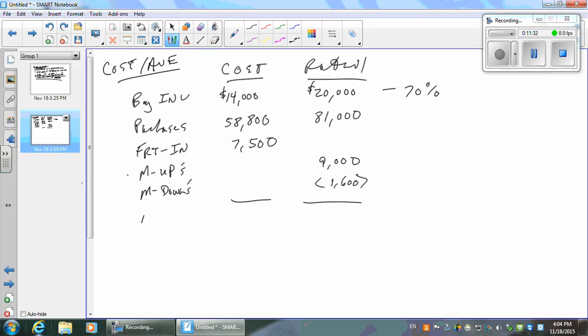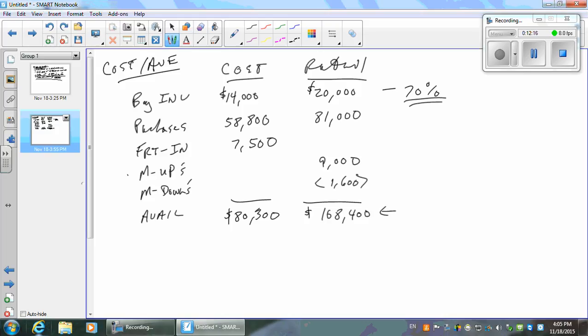Okay, so what do we have available here, everybody? Add them up for me. 14 plus 58.8 plus 7,500. Good. And what's 20 plus 81 plus 9 less 1,600? 108,400. Okay. Now, we're going to disregard this one, right? That just happened to be what it was last year, okay? Because we're not keeping that layer separate. That would be LIFO. So we're just going to calculate for this one.